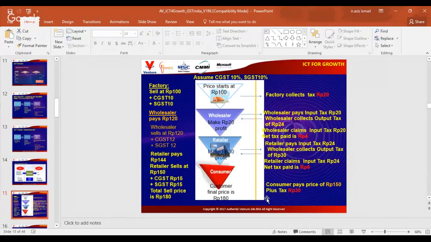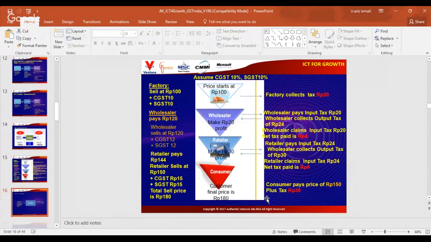We also have shown you the various stages of the supply chain, where everybody in the supply chain will claim the input tax, and you will see that there is no cascading of tax because of the concept of claiming the input tax. You can see this from this page.